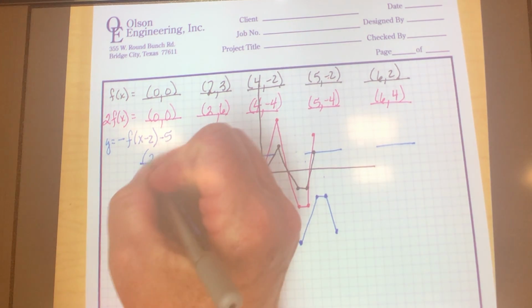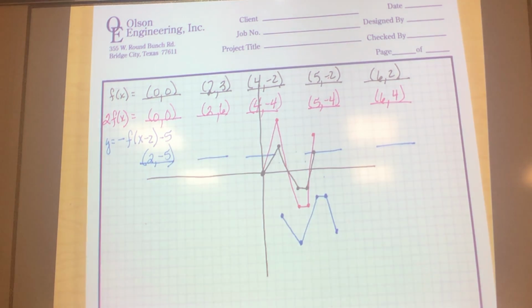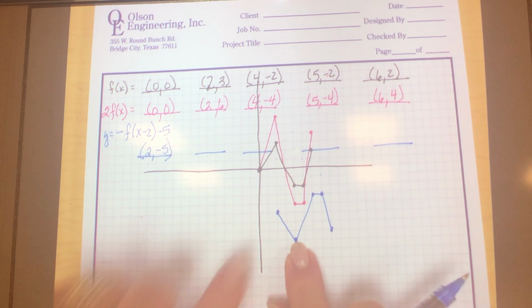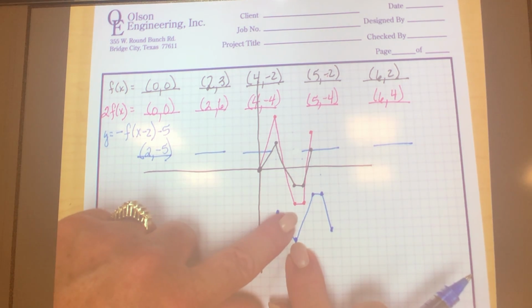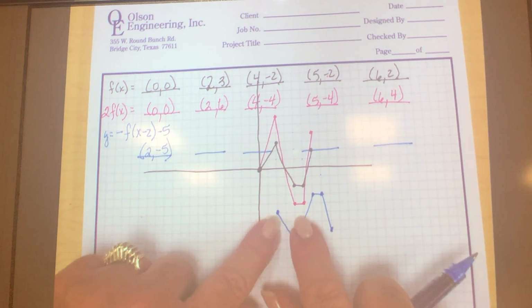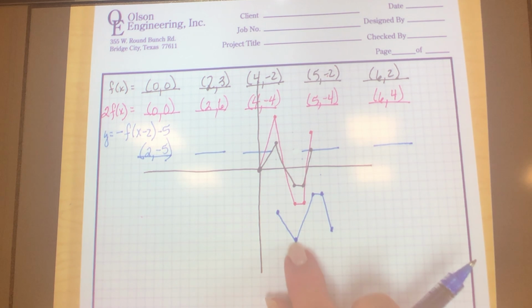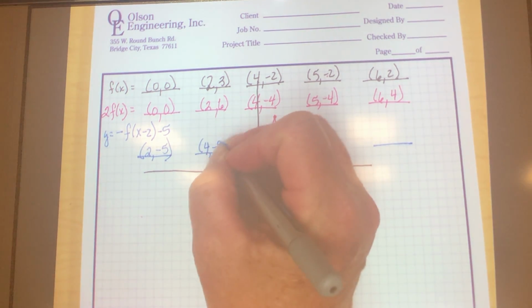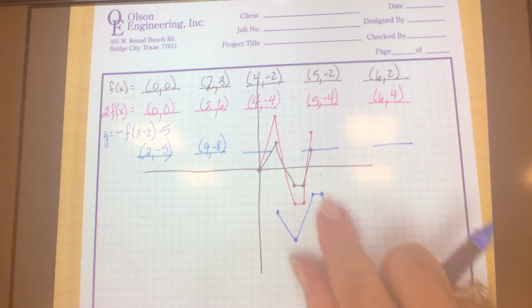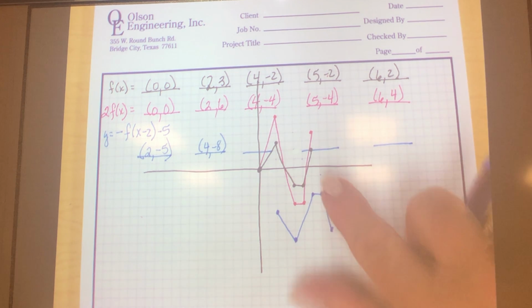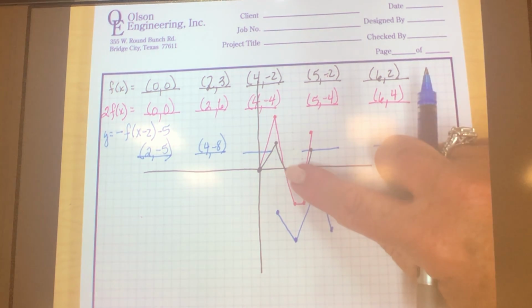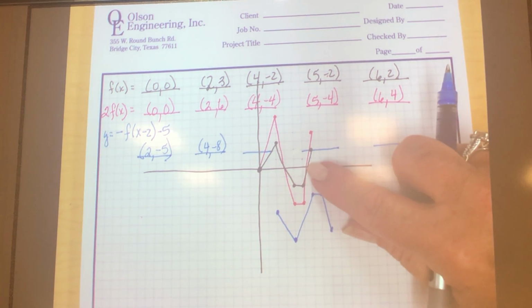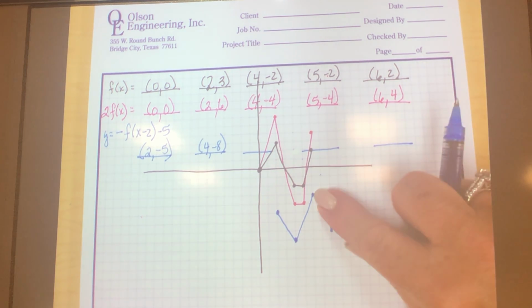Are you with me? Yes or no? Yes? What about this point right here? If this is 2, this is 4, here's negative 5, so 6, 7, 8. So 4, negative 8, is that right? This guy right here, so let's count him. 1, 2, 3, 4, 5, 6, negative 3.